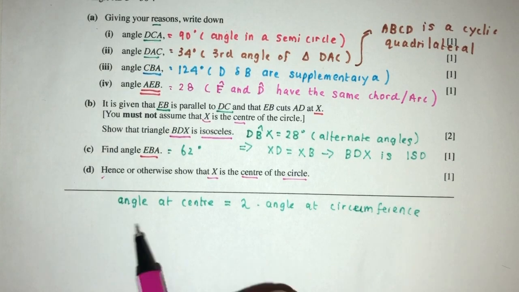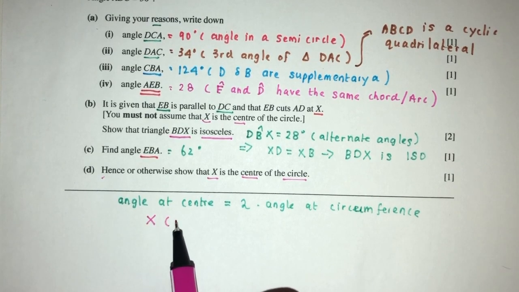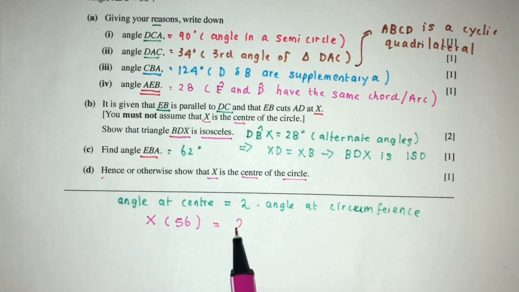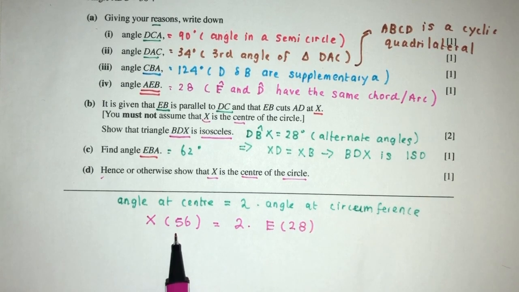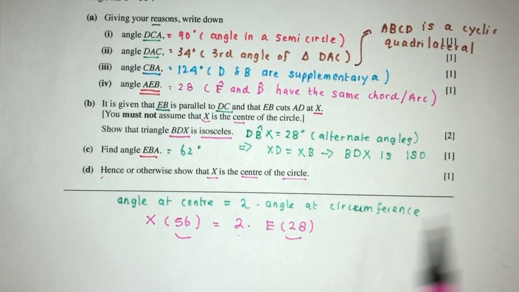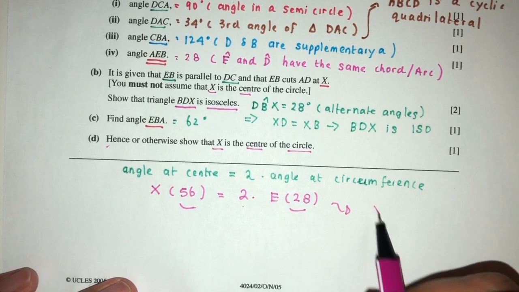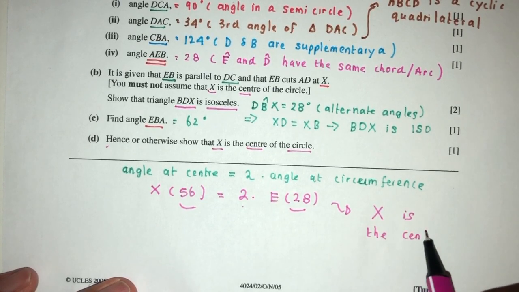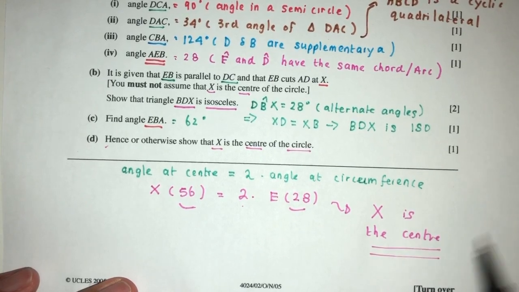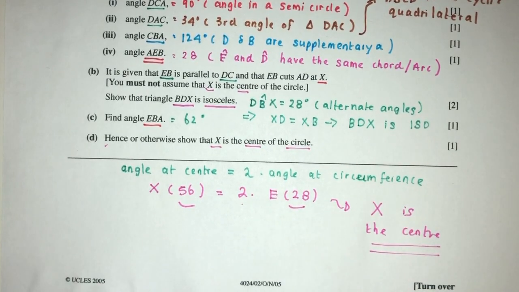Now as you can see, the angle at X was 56. Two times the angle at the circumference, which is E, is 28, which is exactly equal. So 2 times 28 is 56. Because of that, we conclude X is the center of the circle. This is one way to prove this answer, and that is your question number 3.